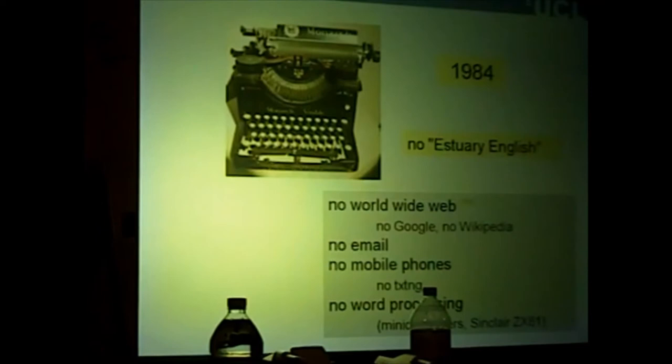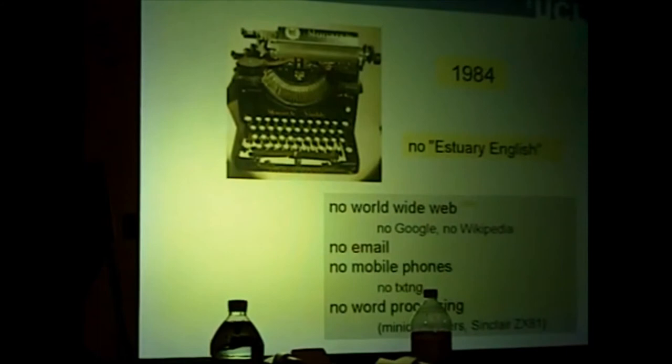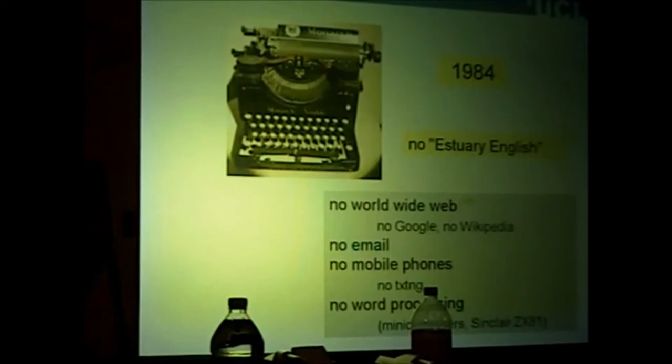Other things that were not there 20, 30 years ago: no World Wide Web, of course, no Google to look up anything quickly, to quickly find how many people use this or that expression. You can now get instant access to the biggest corpus that you could want in the World Wide Web. No Wikipedia to check out what something means. The trouble about Wikipedia, of course, is it's written by its users, which is us, and sometimes it's not all that accurate.